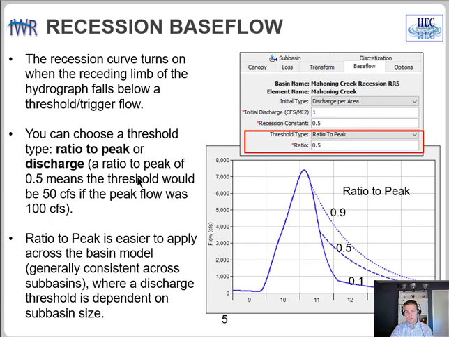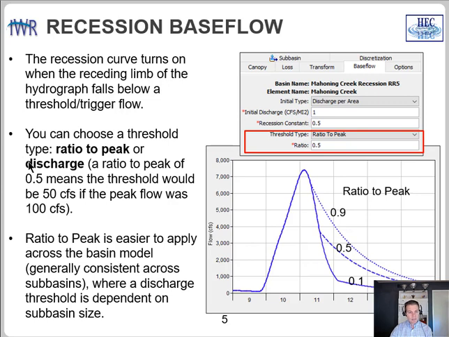I usually like to use the ratio to peak option because that one is going to be independent across a basin model. So if you had 20 sub-basin elements, for the most part, once you found a ratio to peak that worked for a couple of locations, then it's generally applicable to the subbasins across the model.